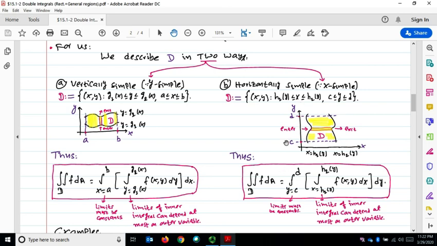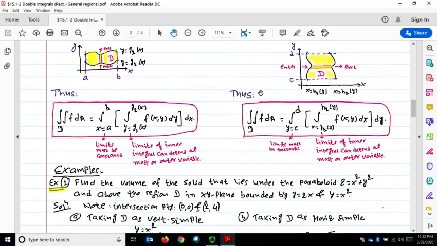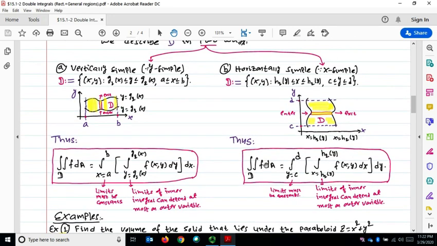Then in this description, our double integral can be written as the double integral of f over D with respect to area element dA equals the double integral of f(x,y), and the order of integration is dx dy, so the x integral is an inner integral whose limits can depend at most on the outer variable, meaning y, so x equals h1(y) to h2(y), and then we integrate with respect to dy, so the y integral is an outer integral whose limits must be constant.